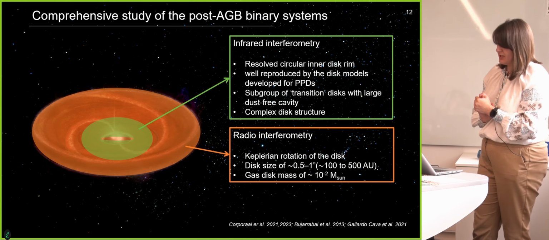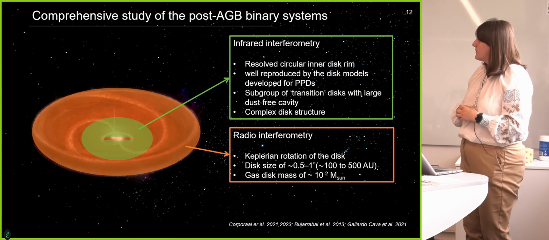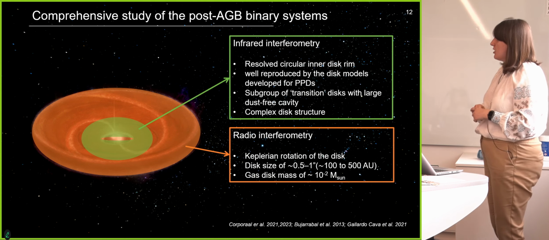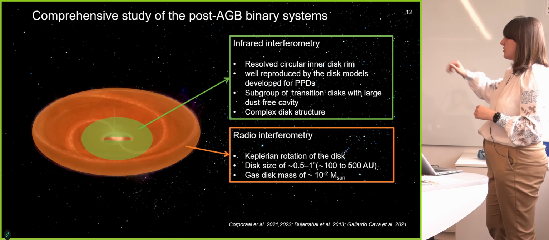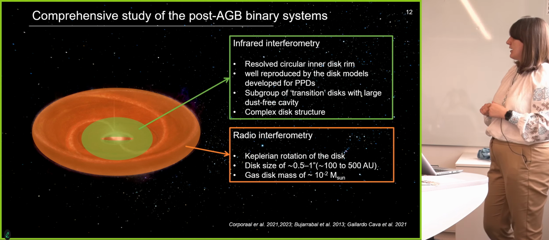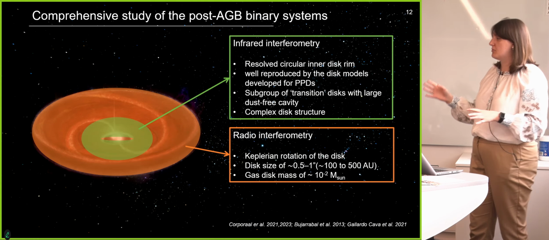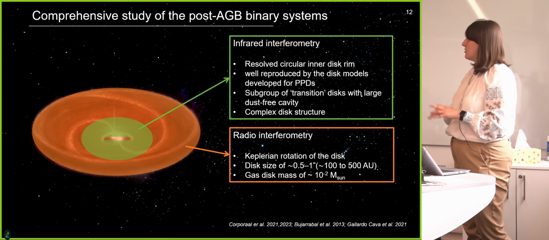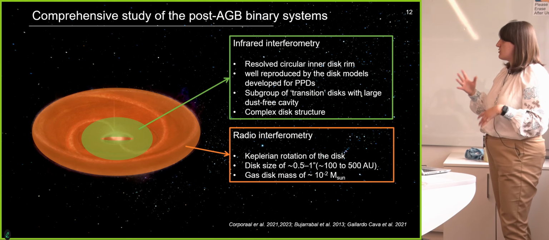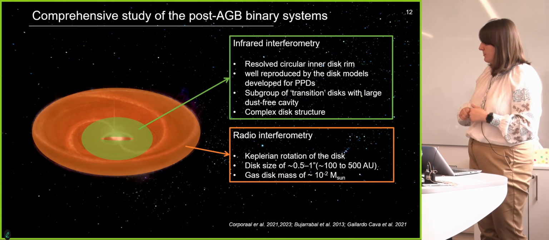Also, radio-interferometric observations assess the dust emission further from the star than infrared interferometry. And these observations have shown the disk is mostly in Keplerian rotation. The disk size in general goes up to 1 arcsecond in angular dimension, and in astronomical units up to 500 astronomical units from the central star. And also the CO line observations showed that the general gas disk mass is around 10 to the minus 2 solar masses.